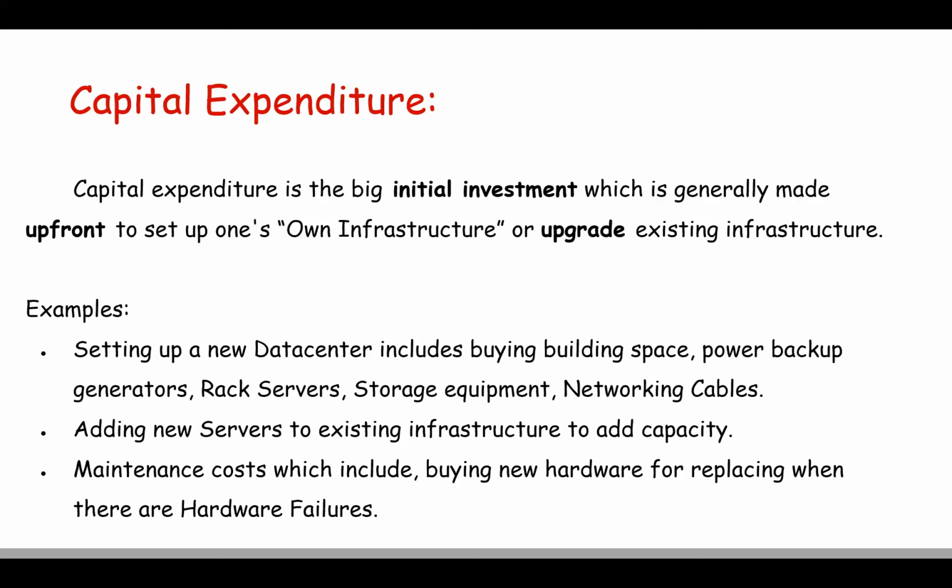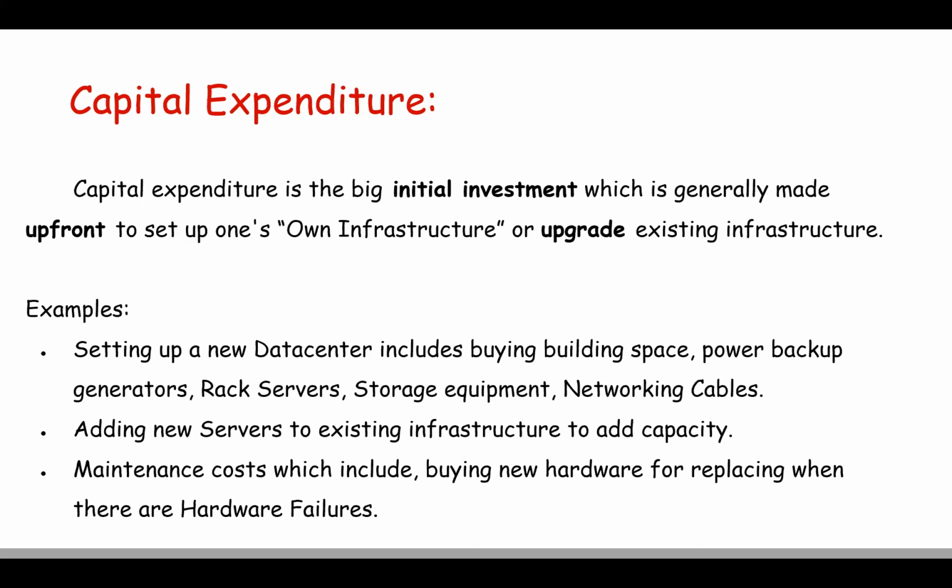Okay. So coming to the first point, that is capital expenditure. Capital expenditure means it's an initial investment which is generally made upfront in the setup of your own infrastructure, or upgrading existing infrastructure. If you have to maintain your own infrastructure, you have to spend $1 million and start from scratch. It will cost a lot and take more time. But when you go to the cloud, you just pay for it and automatically your resources will be available.